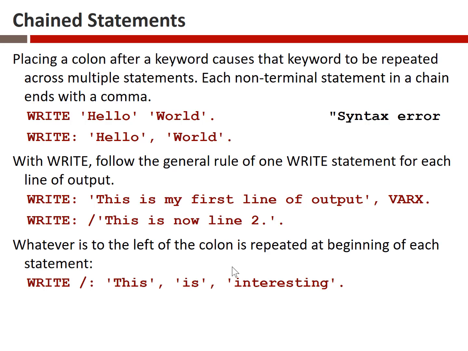And here's the example that we put in the IDE a moment ago, where we put the slash to the left of the colon and have actually a chain statement. This is going to write, this is interesting, out to 3 different lines. Questions?